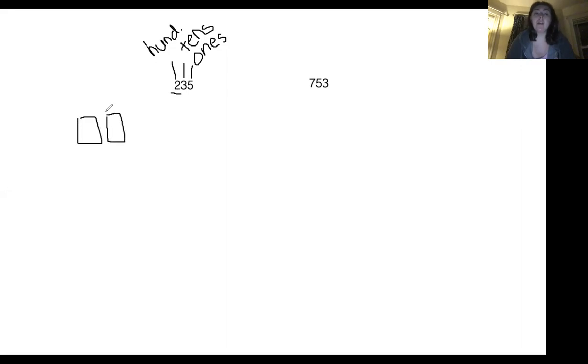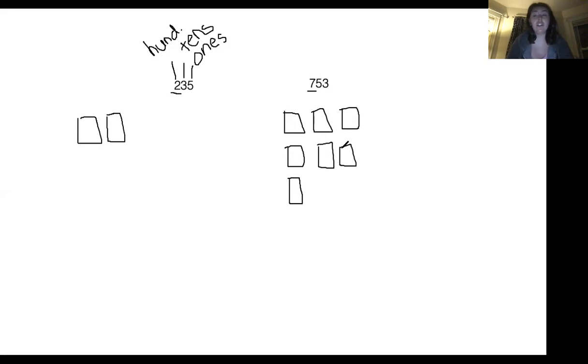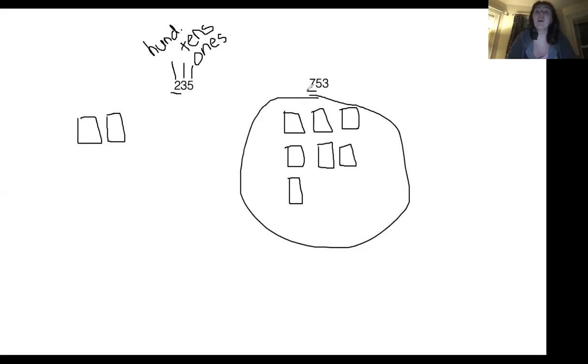So I'm going to start by comparing my hundreds. So I have a 2 and I have a 7. Do I already know which number is bigger? I do, because in the hundreds, the 7 is bigger than 2. So I know if I have 2 hundreds versus 1, 2, 3, 4, 5, 6, 7 hundreds, I can already see just looking at this that this is a bigger amount. So I know that 753 is bigger. So this is how I do it when the numbers are different.